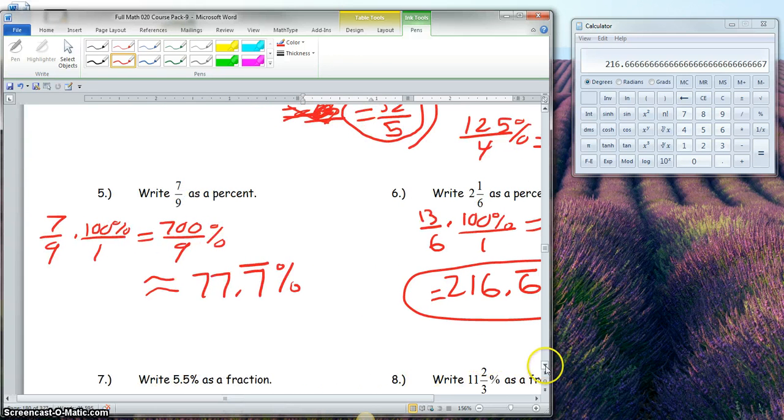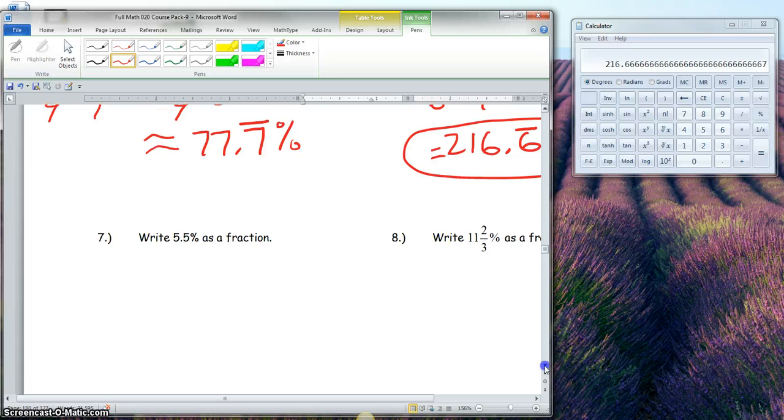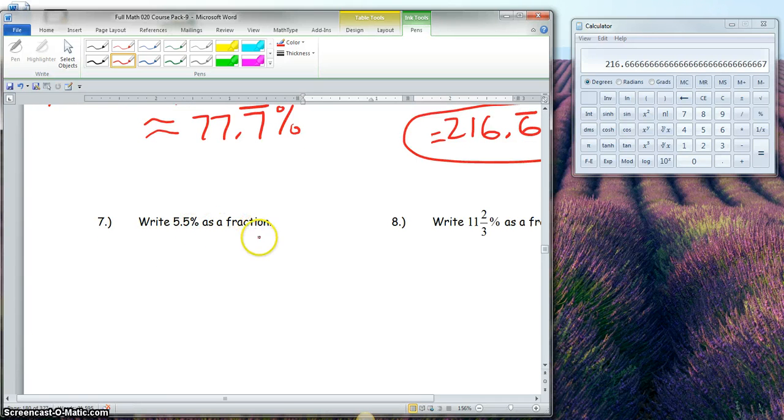Now, we go down here to number 7. It says write 5.5% as a fraction. So now, 5.5% is the same as saying 5.5 over 100. Now, they want us to keep this as a fraction. But first, you know we got to get rid of this decimal here. It doesn't matter if the decimal is in the numerator or denominator. We always have to get rid of our decimals when we're doing a fraction. So to get rid of this decimal, we need to move this one place to the right. So it's really 55 over 1,000.